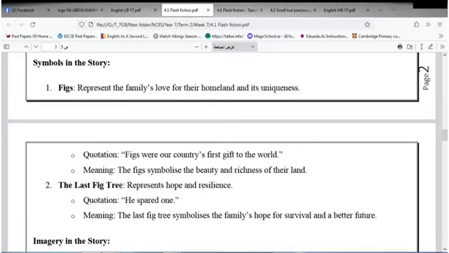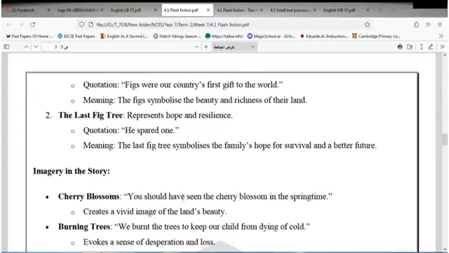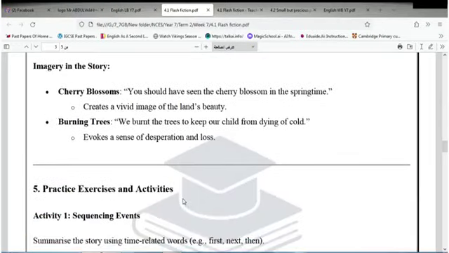Number two, the last fig tree that represents hope and resilience. Quotation: he spared one. And the meaning: the last fig tree symbolizes the family's hope for survival and a better future.